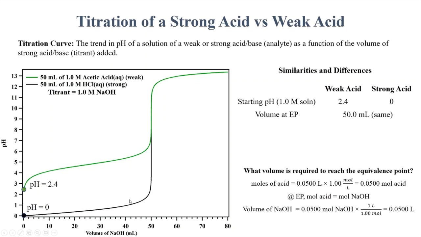So just to refresh your memory, the reason why we have this rapid rise is because, remember, as we're adding in base, the pH is going up this entire time. Now, before the equivalence point, our excess reagent is still the acid. We still have more acid than we have base, so the pH is going to be less than 7. That's true in both cases. So they're both acidic before the equivalence point.